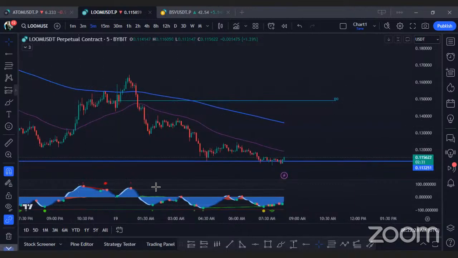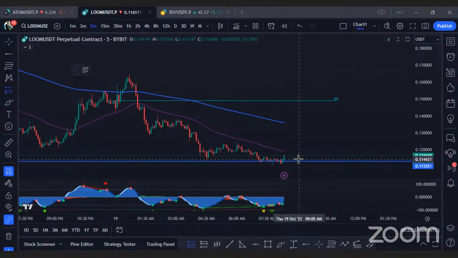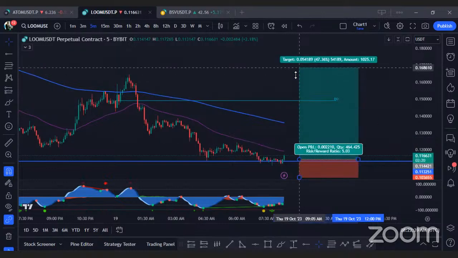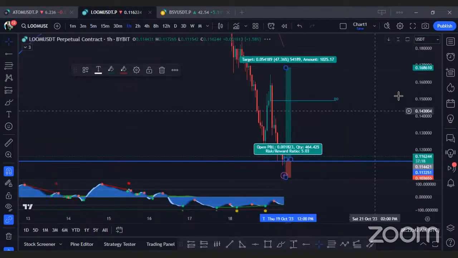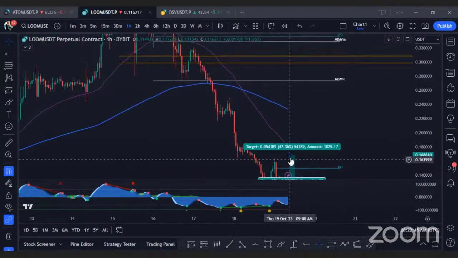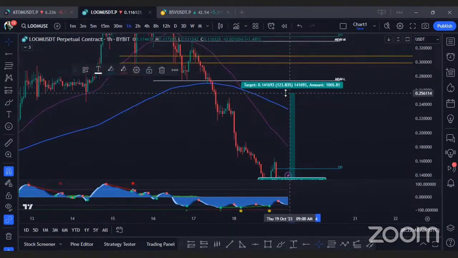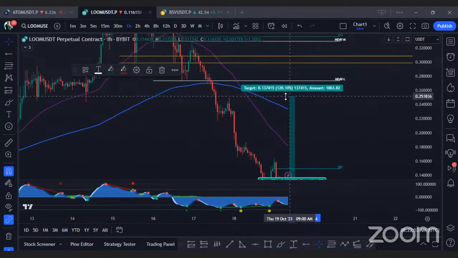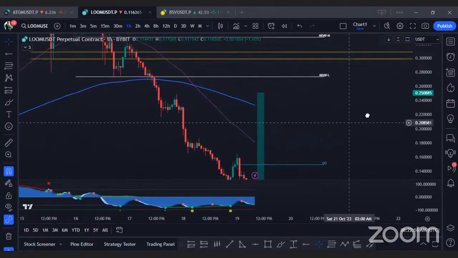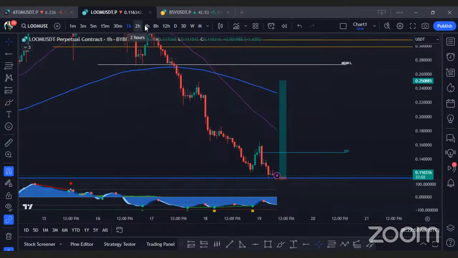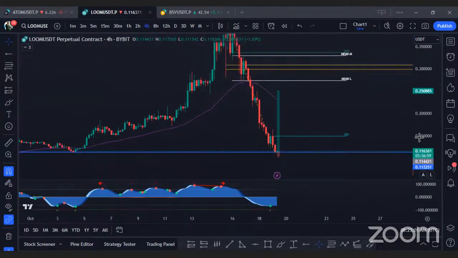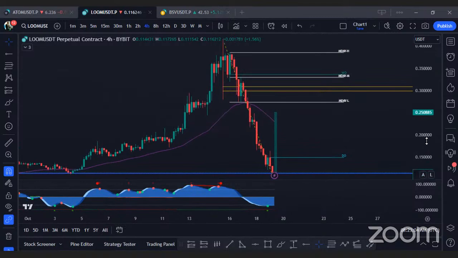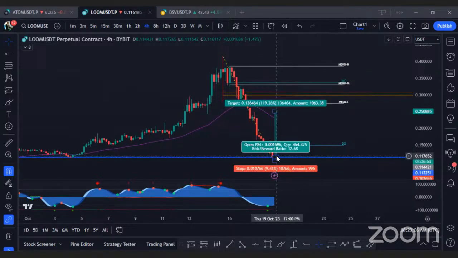All right. If those guys that pumped Loom before decide to come back and do magic again, and Loom decides to go up and up and up, where is 25 cents? There. 25 cents is here. If it goes up there from where it is right now, guys, that is too much money for you, even if it is $20 you put in this.